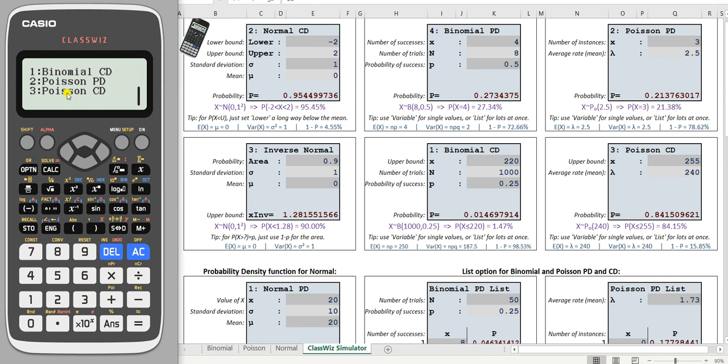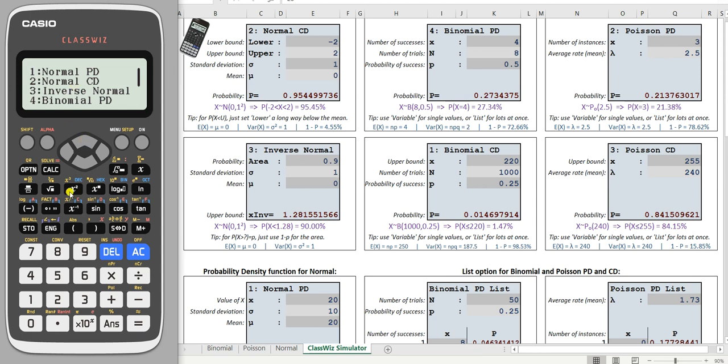Poisson is a different discrete probability distribution. So in some ways it's more similar to binomial than it is to normal, but it's not something you need to worry about for A-level maths. So I'm not going to talk about those. You shouldn't be needing those two modes for A-level maths.